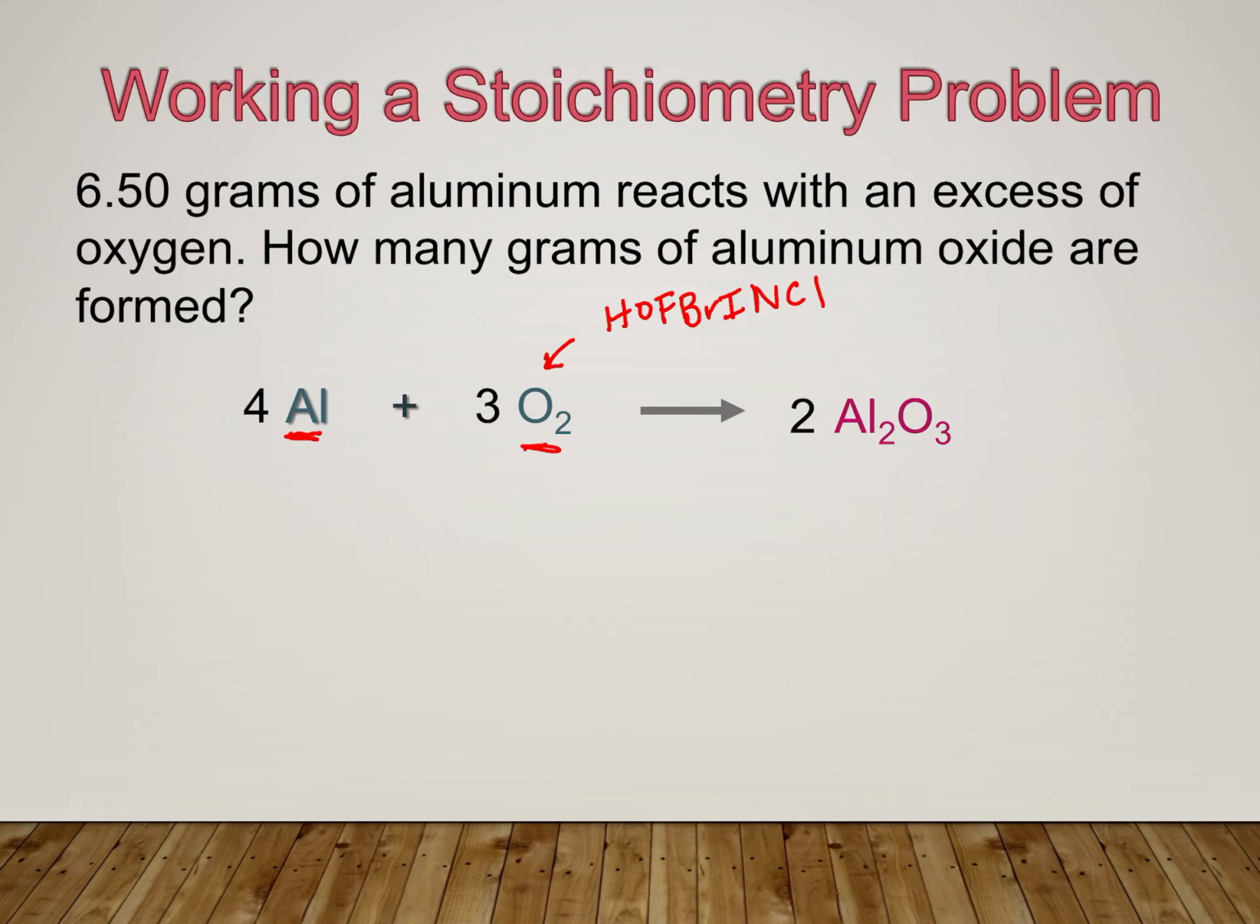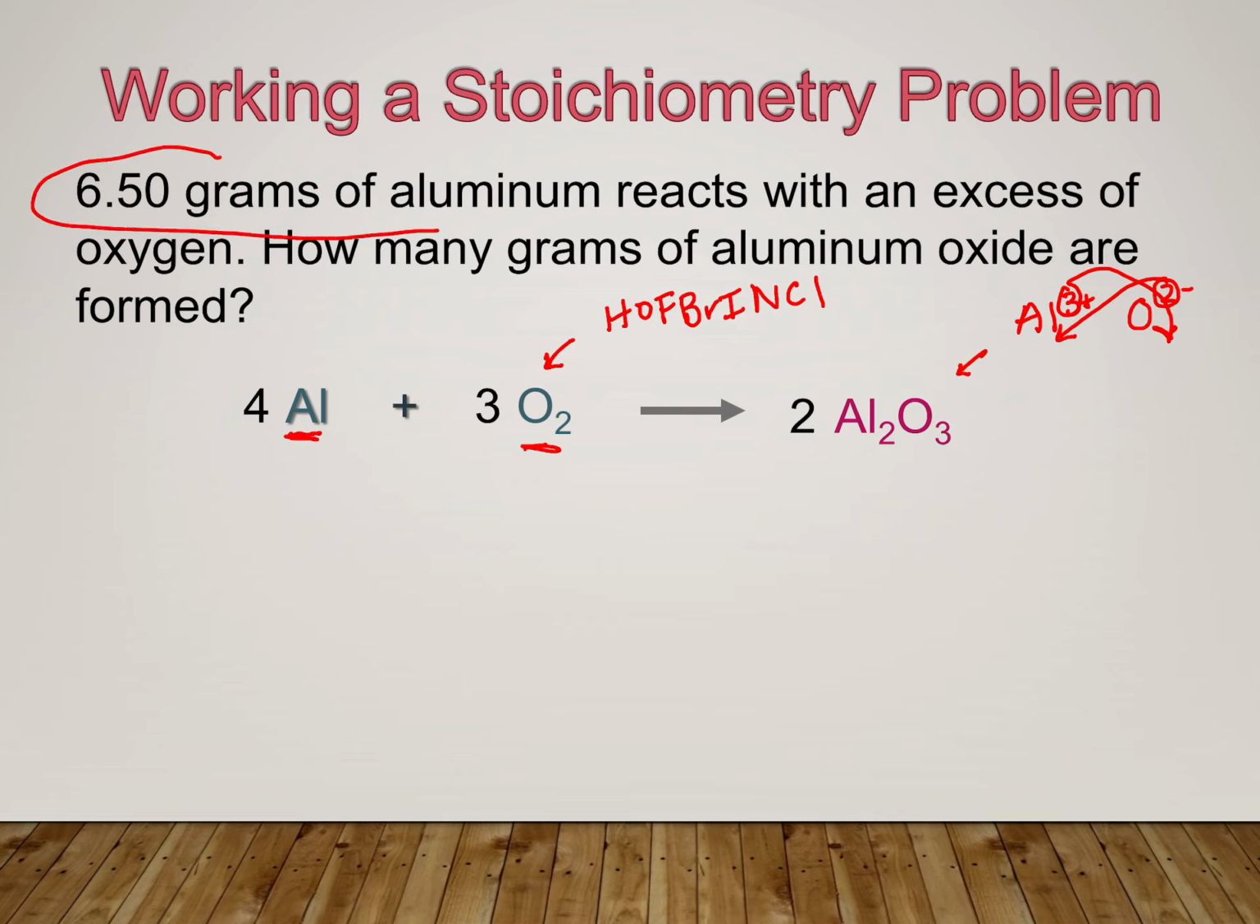And so to figure out the formula for aluminum oxide, remember aluminum is a 3+, oxygen's a 2-. We can circle and switch. So we know the 2 goes with the aluminum and the 3 goes with the oxygen. So we get Al2O3, and then we can go through and balance our chemical equation. After we've balanced our equation, now we can start to set up our stoichiometry problem.